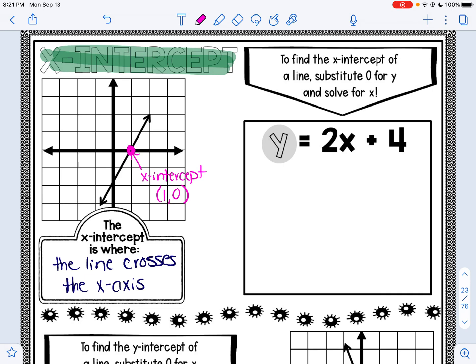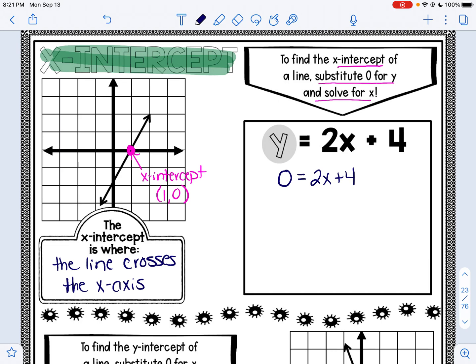If we were to find the x-intercept algebraically, over here on the right, we would need to substitute 0 for y and then solve for x. So let's take the equation y = 2x + 4. To algebraically find that x-intercept, we're going to replace y with 0. So we'll have 0 = 2x + 4.